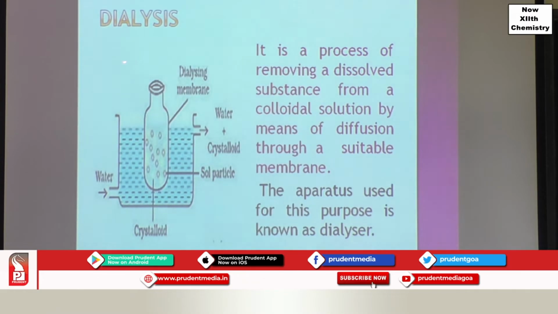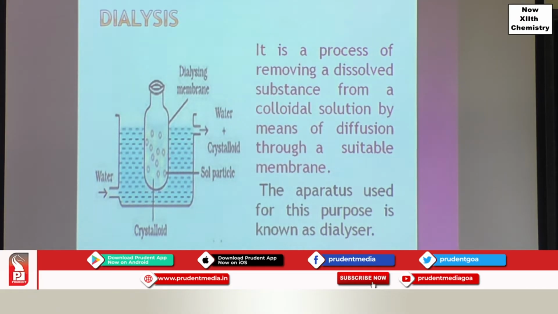See, this is dialysis. Now, what is dialysis? For dialysis, we are taking this apparatus which is called a dialyzer. In dialysis, the electrolytic impurities, which are also called crystalloids, are removed to a requisite minimum from the colloidal solution by the process of diffusion.